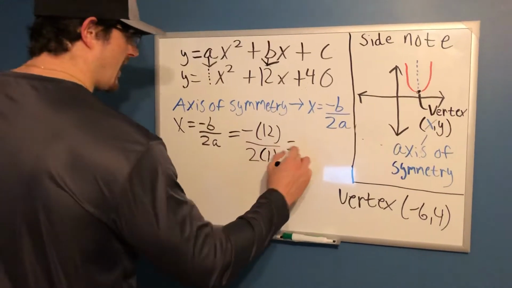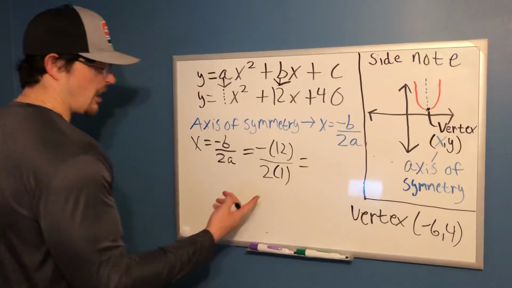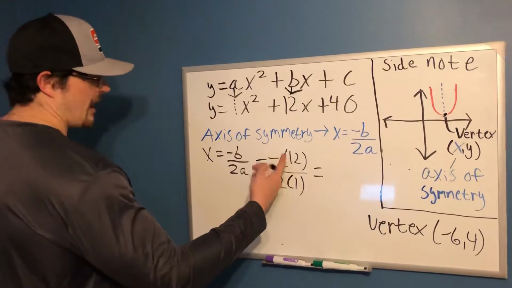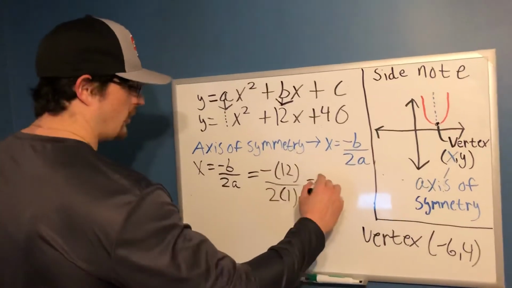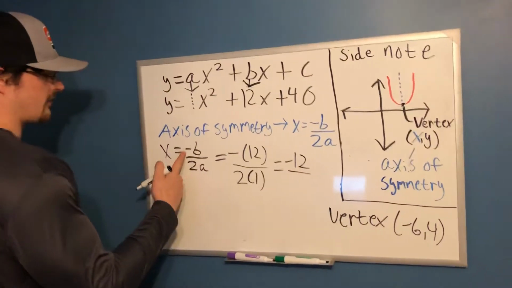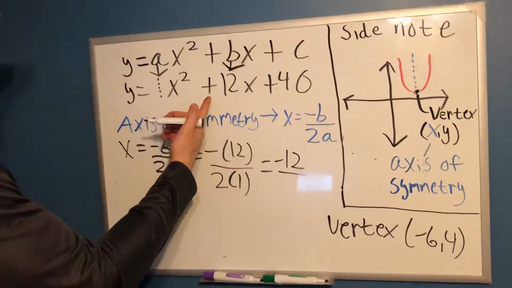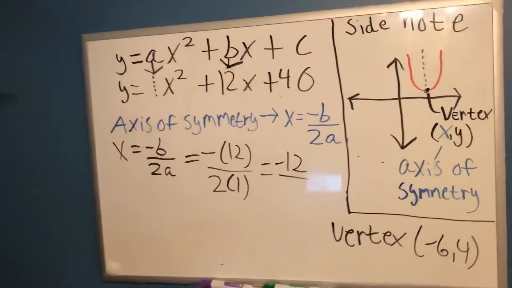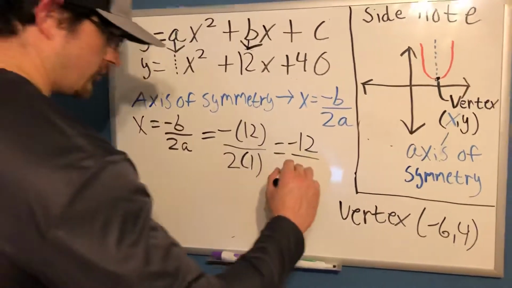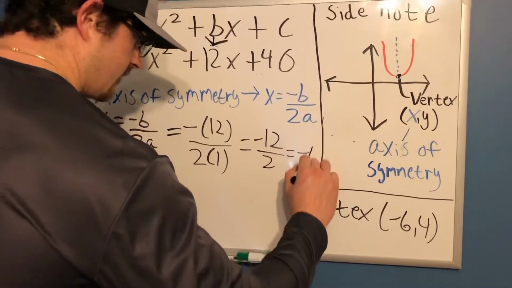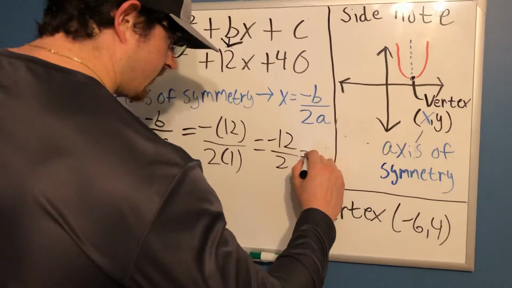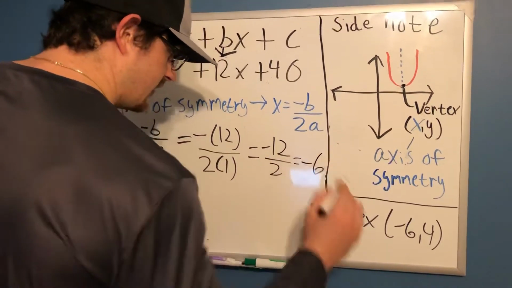Anytime I substitute, I always plug in parentheses, so I know I'm multiplying. The negative of a positive 12 changes it to a negative 12. I always like to think of negative b as the opposite of b. Then for 2a, 2 times 1 is just 2. So what we get is negative 6. Our axis of symmetry, or our x coordinate, is negative 6.